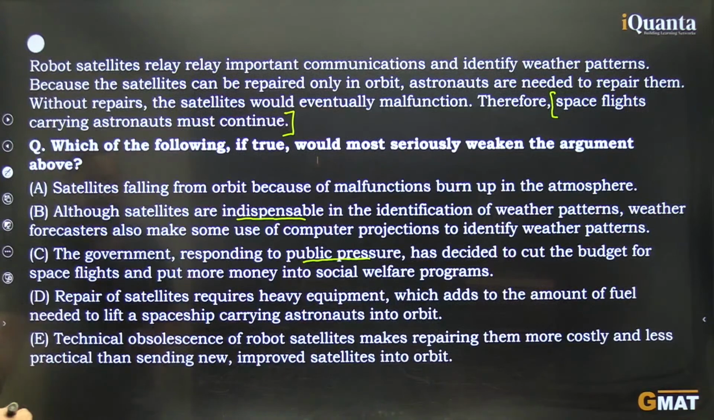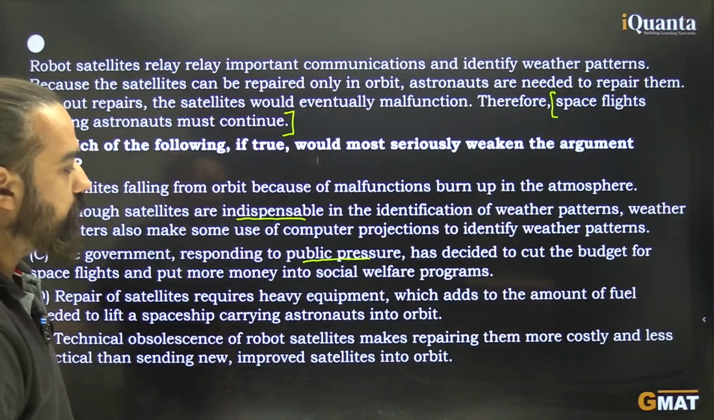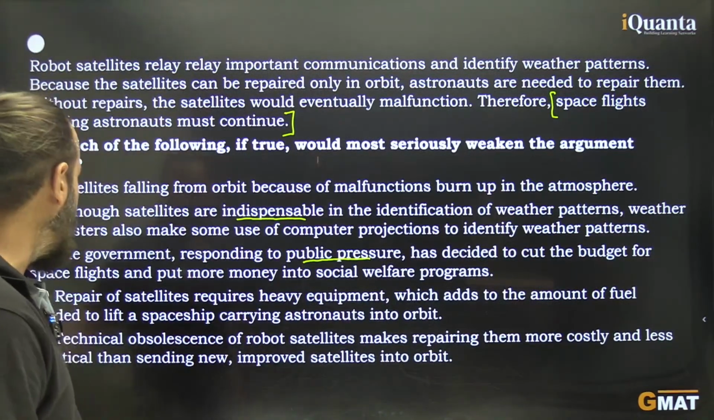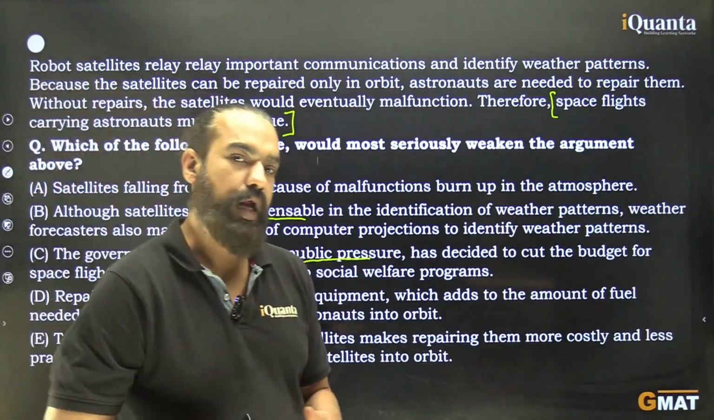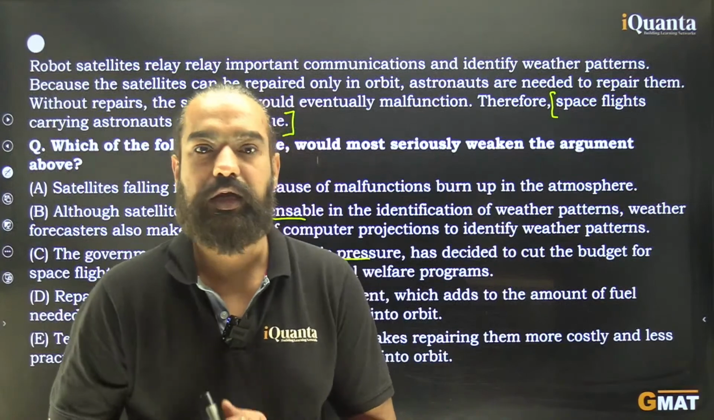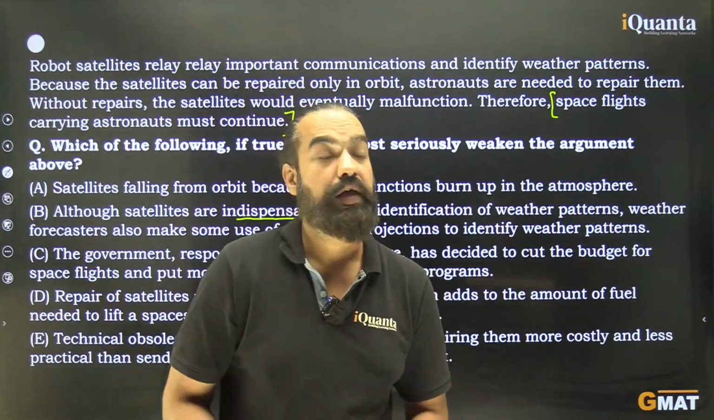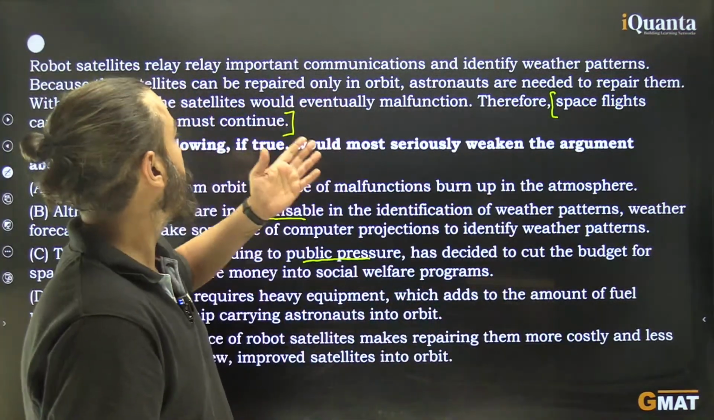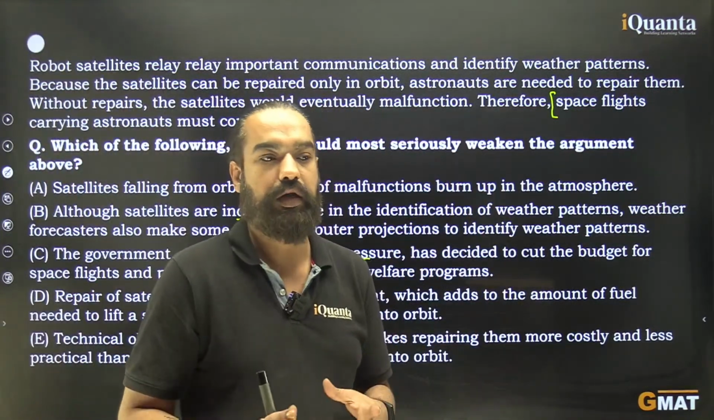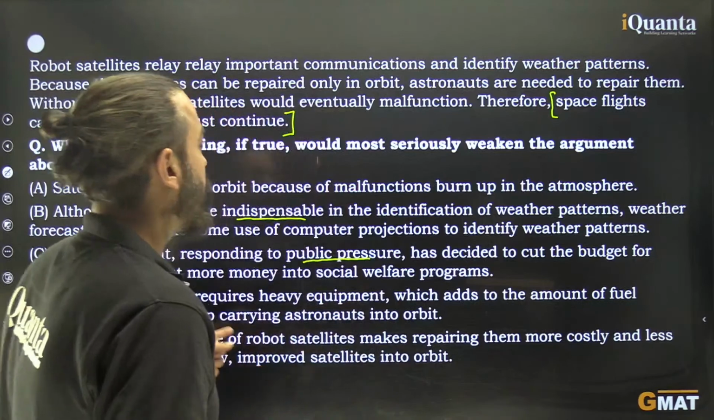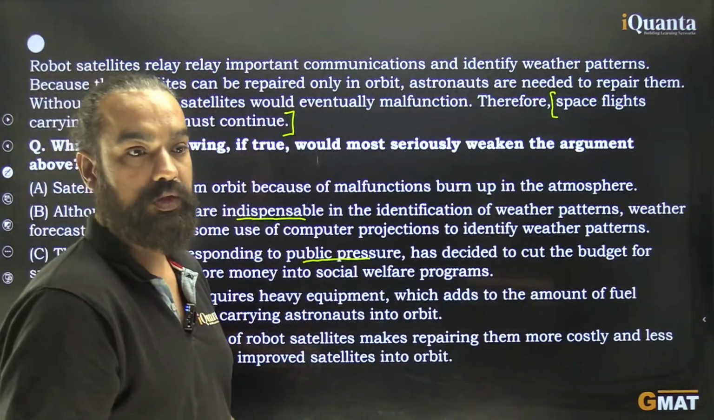D, repair of satellites requires heavy equipment, which adds to the amount of fuel needed to lift a spaceship carrying astronauts into orbit. Okay, granted, this is a practical issue. It just requires more fuel. But if we need those astronauts, if we have to repair those satellites, the fuel will be taken care of. But the flights will still need to continue. Yes?